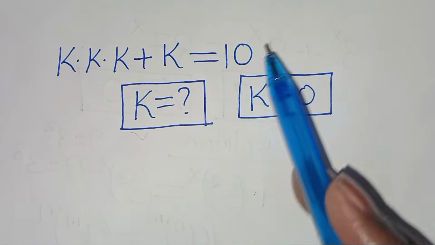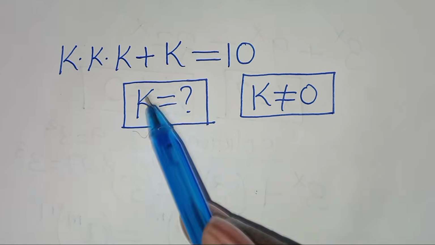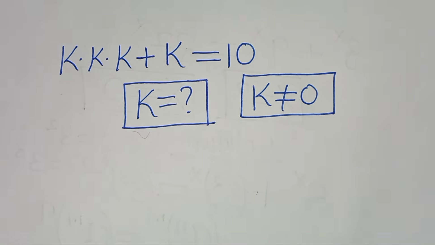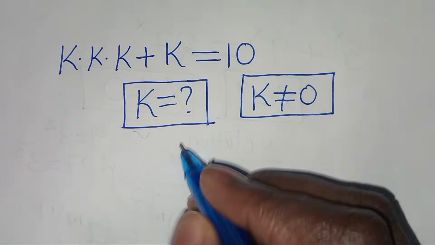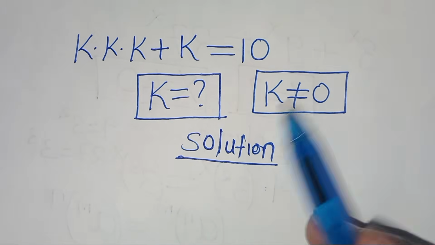This is equal to 10. So what are the values of k given that k is not equal to 0? So let's present the solution from here.